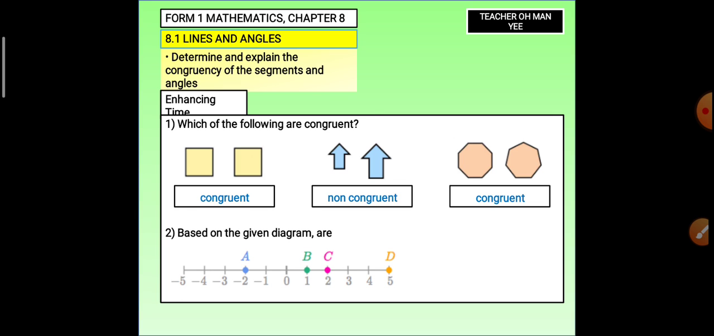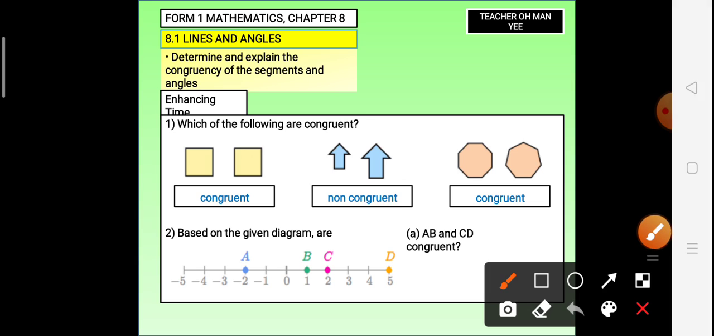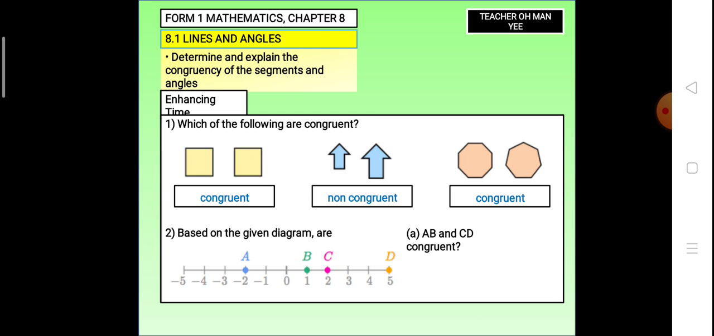Okay, now we look at the second question. Based on the given diagram, are AB and CD congruent? So we have a check on it. Okay, AB, we will have 1, 2, 3 units. Whereas CD, we have 1, 2, 3, also 3 units. So here, we can conclude that AB and CD are congruent. Yes, they are congruent because of the same length.